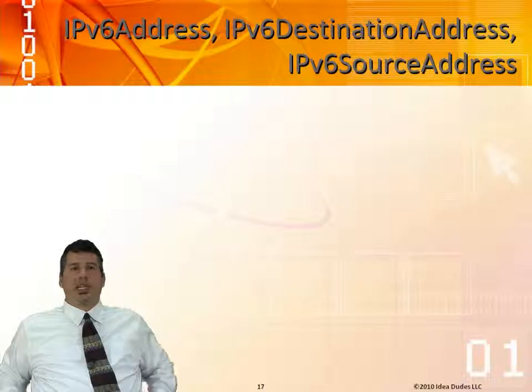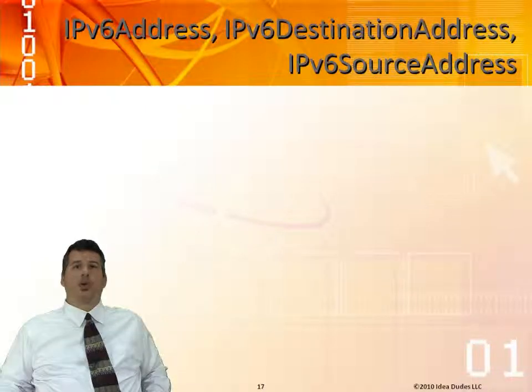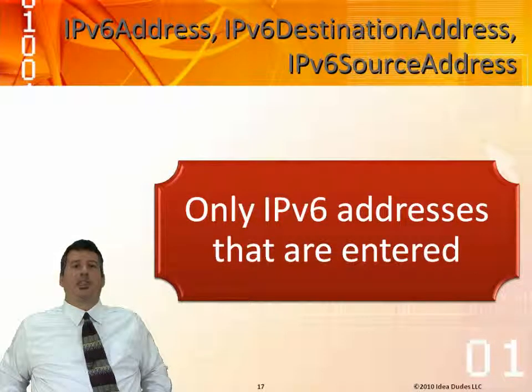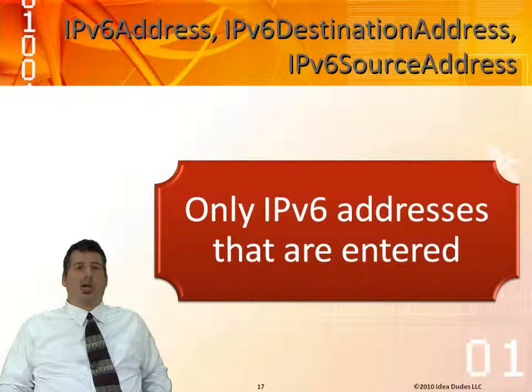IP version 6, IP version 6 destination address, IP version 6 source address. Only the IP version 6 addresses that are entered. So it won't check for any other ones. It's just going to look for the ones that we decide that we want.